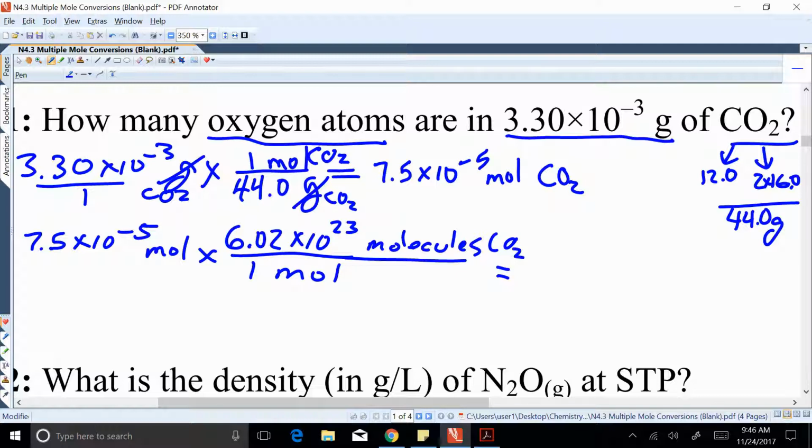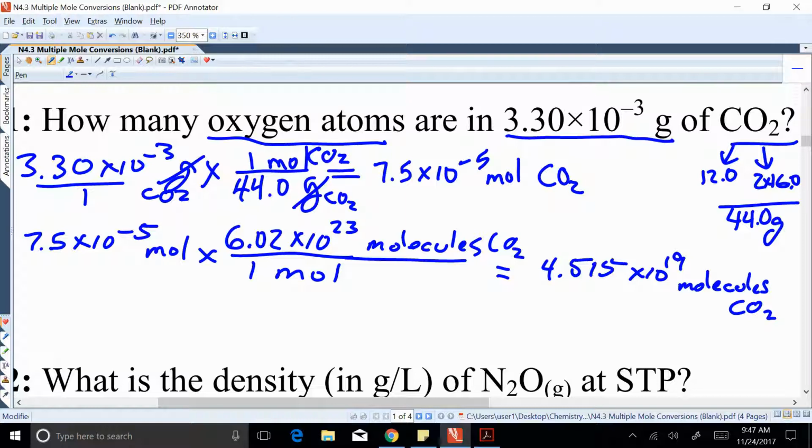Once we've done this math, we will be finding out that we have a very large number. If you end up with a very small number, perhaps you divide it and try again. So I've ended up with 4.515 times 10 to the 19 molecules of carbon dioxide. Are we finished? I don't think so. It looks like we wanted the number of oxygen atoms.